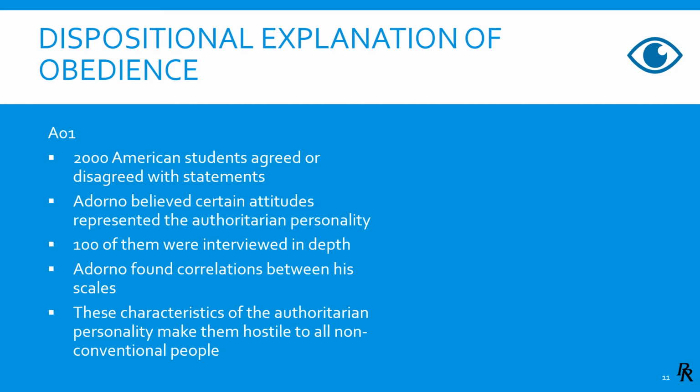About 100 of those 2,000 were then interviewed in depth, including questions on upbringing. His sample included the most and least prejudiced from the scales. Adorno found correlations between his scales, showing the strength of the generalized prejudice in his sample. These individuals had an us or them mentality. These characteristics of the authoritarian personality make them hostile to all non-conventional people, and they believe in power and toughness and the rule of the law.